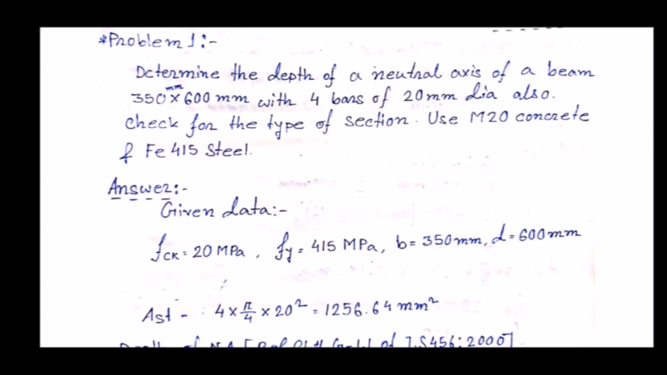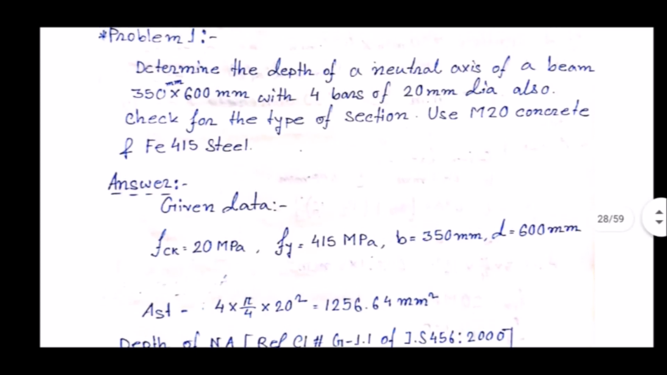Let's start the first problem. Determine the depth of the neutral axis of a beam 350 mm by 600 mm with 4 bars of 20 mm diameter. Also check for the type of section. Use M20 concrete and Fe415 steel. To solve any problem, first of all, we have to read the problem very carefully and understand what the given data is, what is already written in the question, and what is actually demanded.